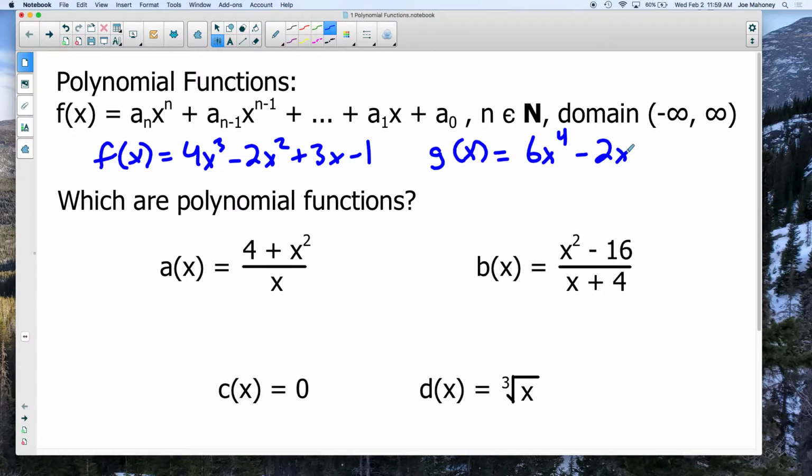Notice that the coefficients of x are all integers, and the exponents are all what we call the natural numbers. This big N stands for the natural numbers. The natural numbers are numbers like 1, 2, 3, they're your counting numbers. And the domain of a polynomial function is all real numbers. Sometimes it's written with a big old capital R. The domain goes from negative infinity all the way to positive infinity. So I want to ask you, of these 4 functions down below, which ones do you think are polynomial functions? Give it a shot.